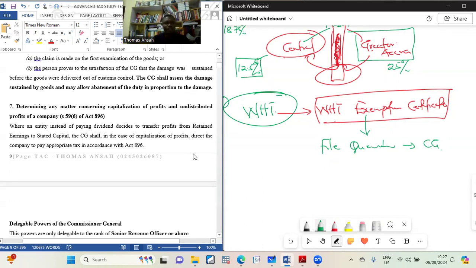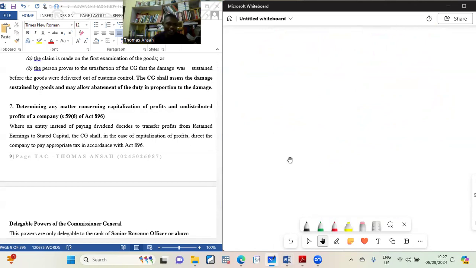Then the last one is the power to determine matters concerning capitalization of profit. And this thing is always examinable in your exam, so be very careful. Let me show you what it is. And we will be learning it in tax planning. It's always examinable. Now, you have heard of bonus issue, right issue. You've heard of those things before.